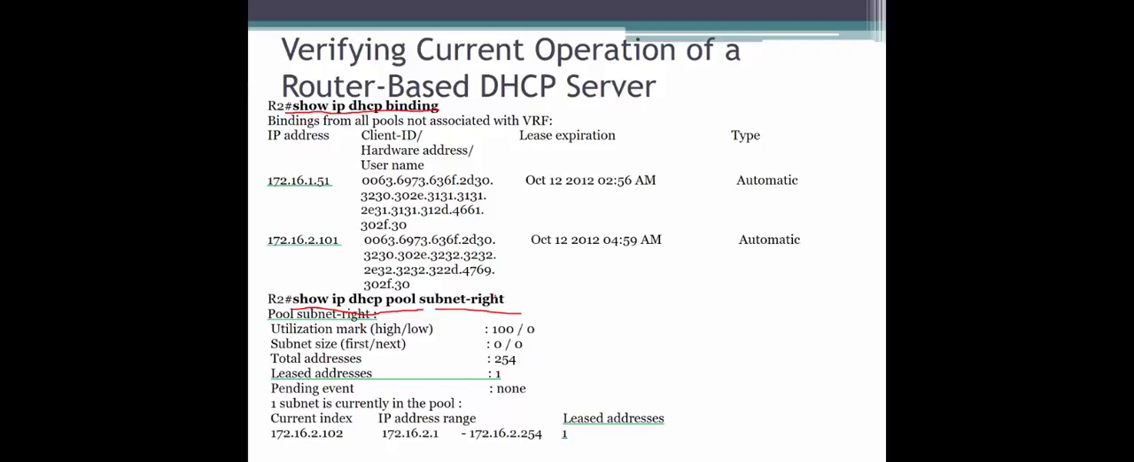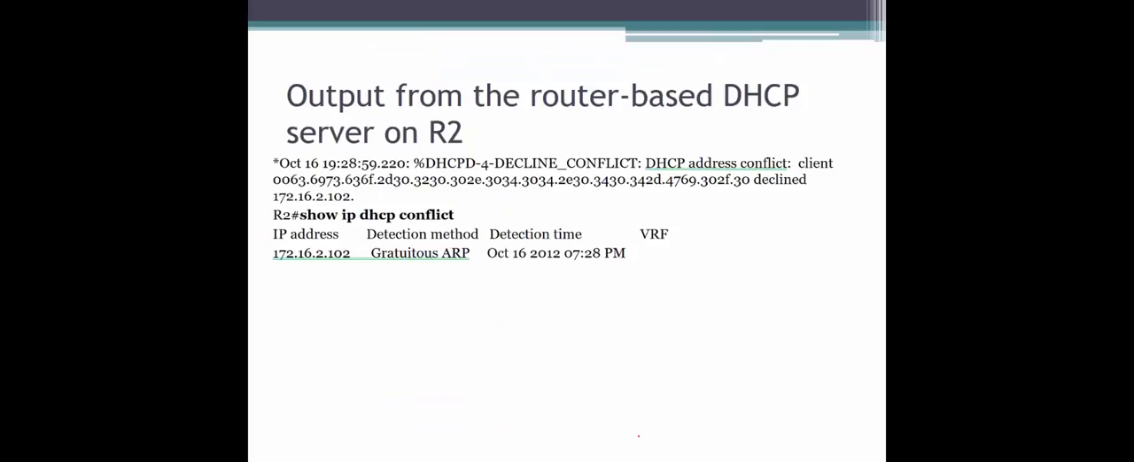For example, we want to see the utilization, high and low. We want to see the current subnet. How many addresses do we have? What about our lease time? That way we can see. Also, this will show us current subnets that are active in our pool. If we do a show ip dhcp conflict, we can also see any conflict, just in case we get a conflict issue. That's rarer, but it does happen.